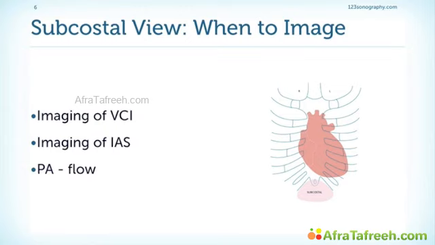The further advantage of the subcostal view is that you can image the inferior vena cava, and also, for patients who have suspicious atrial septal defects and patent foramen ovale, the interatrial septum. It is also a view where we can look at the pulmonic flow and where we sometimes get an even better image quality than from a parasternal long axis or short axis view of the pulmonary artery.